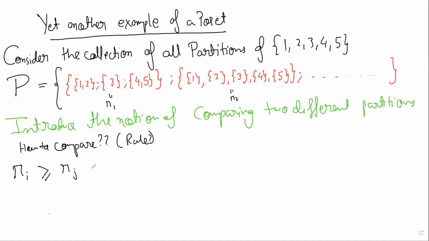So pi i is greater than pi j if... I'm just saying it as an indirect phrase. Now you guys can try to make it mathematical. This is the sense. So pi i is bigger than pi j if pi j refines pi i. Obviously, this doesn't have any meaning yet. You guys have to put a meaning and tell me what this would be.